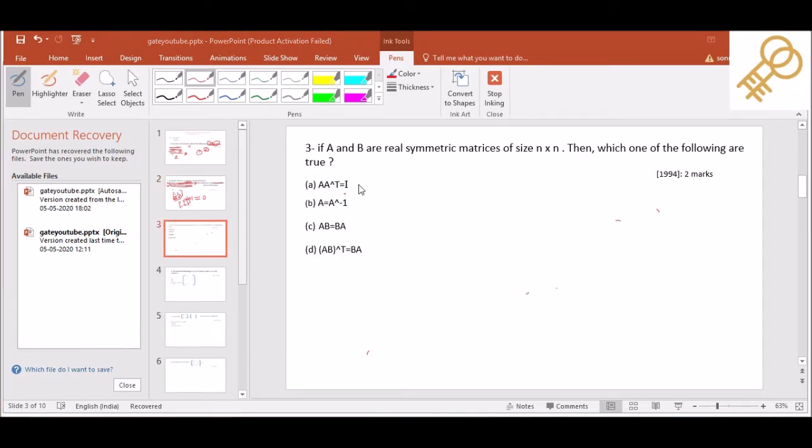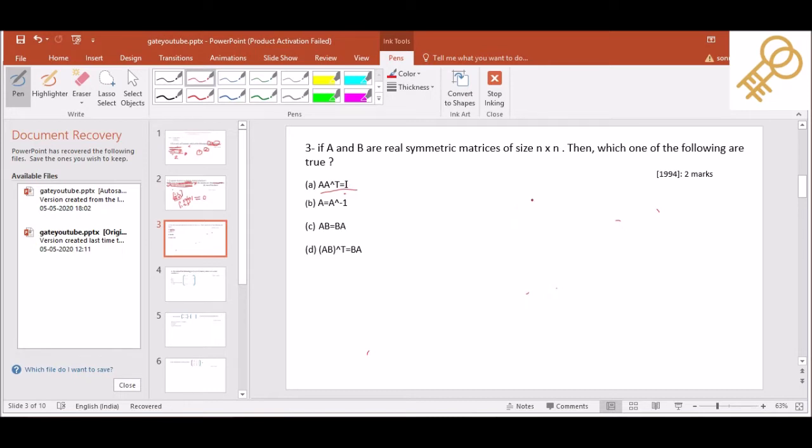The third question was asked in 1994 for 2 marks. If A and B are real symmetric matrices of size n cross n, then which of the following are true? The first option is A dot A transpose is equal to I. I stands for the identity matrix.